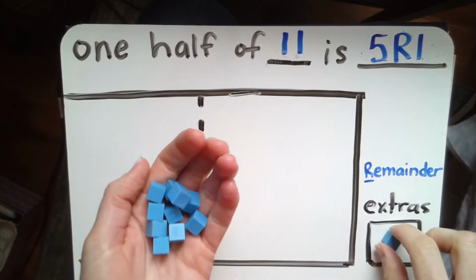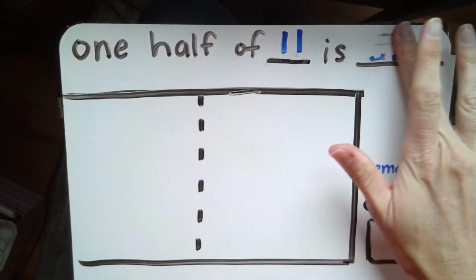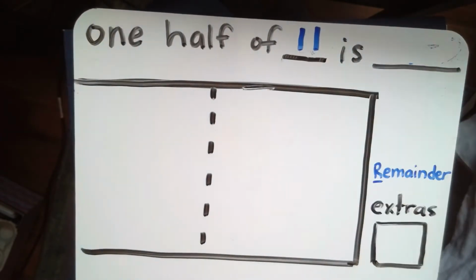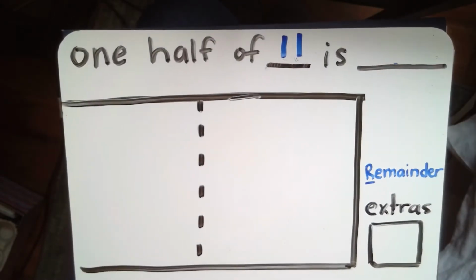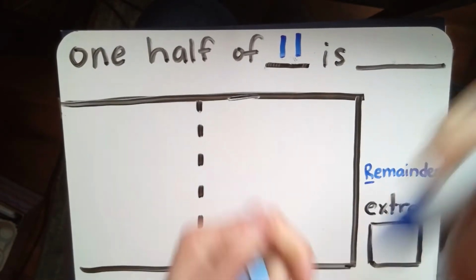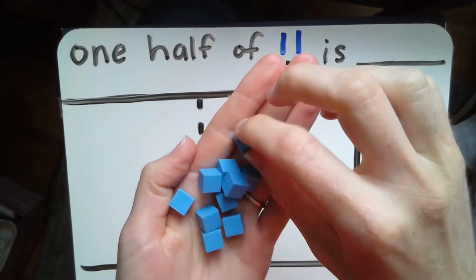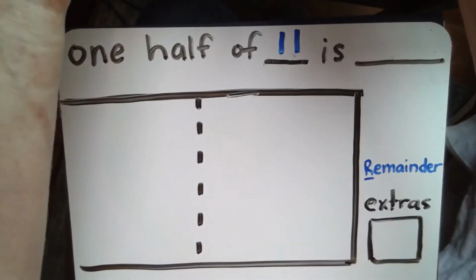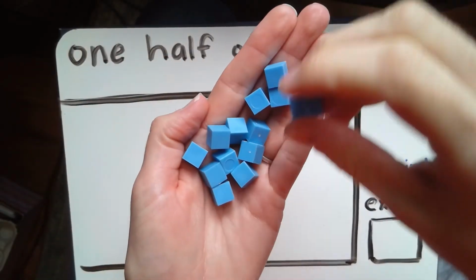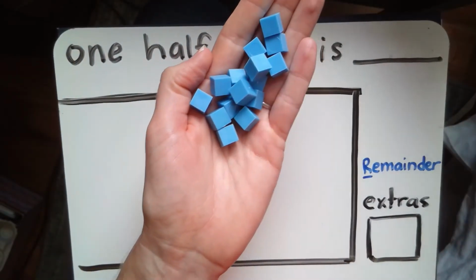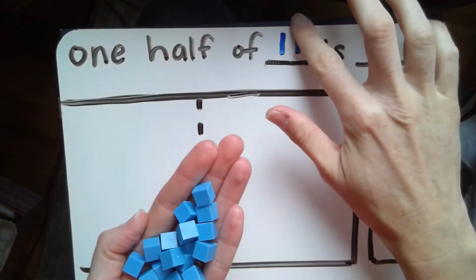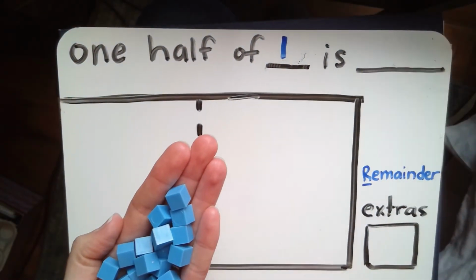Let's spice it up and try a bigger odd number. Should we try it with 19? I shouldn't be using my fingers to erase this. I'm going to have very dirty fingers. So I have 1, 2, 3, 4, 5, 6, 7, 8, 9, 10, 11, 12, 13, 14, 15, 16, 17, 18, 19. Oops, I do need that marker. We're finding 1/2 of 19.